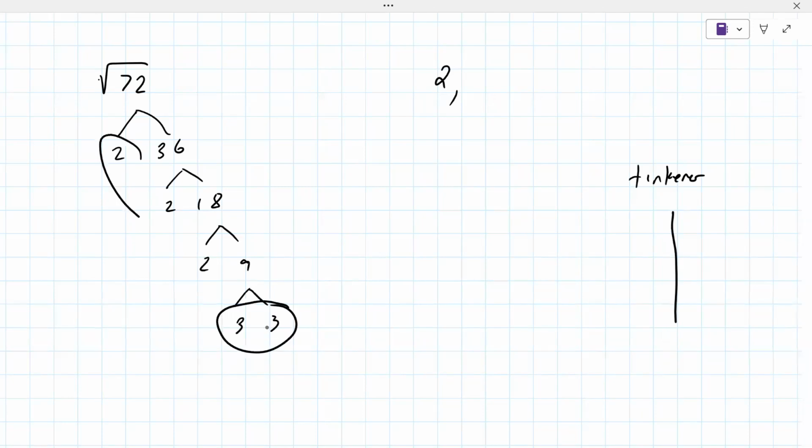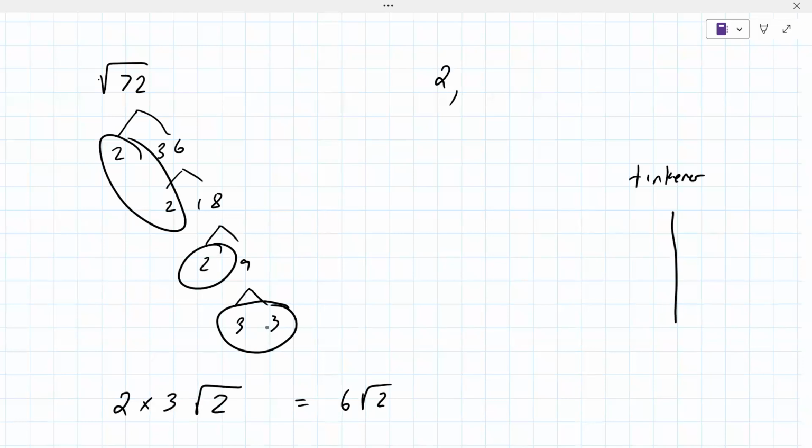You circle the pairs, and when there's more than one pair, they both come out and you multiply them, and you take the square root of what's left over, which is 2. So this becomes 6 square root of 2.